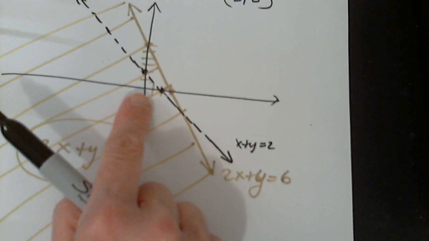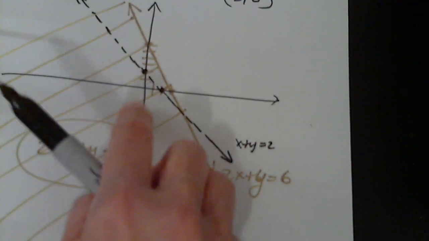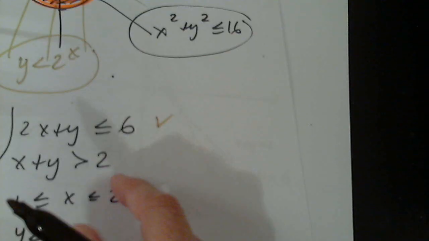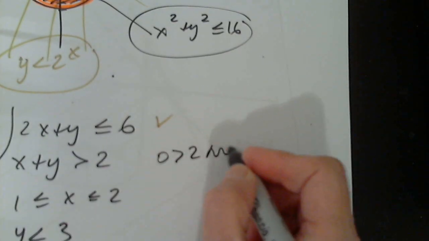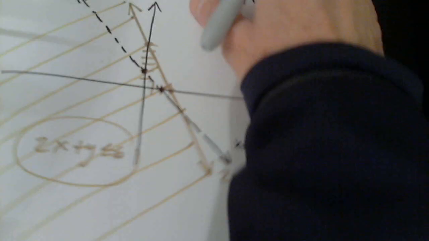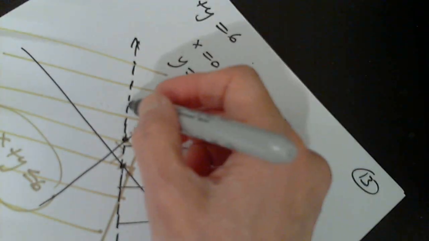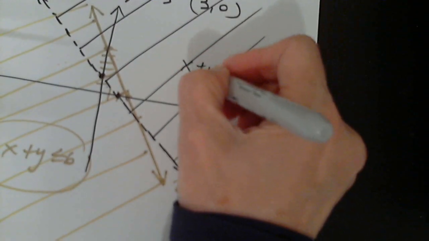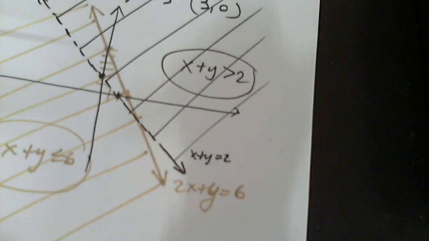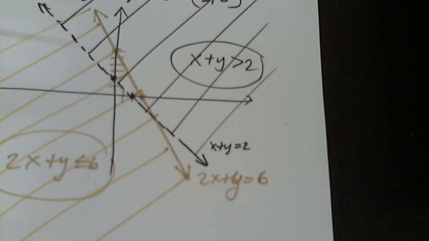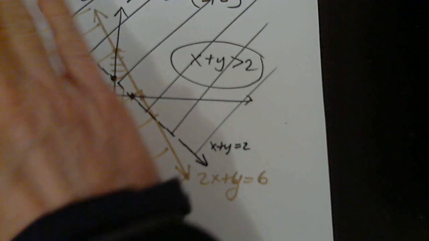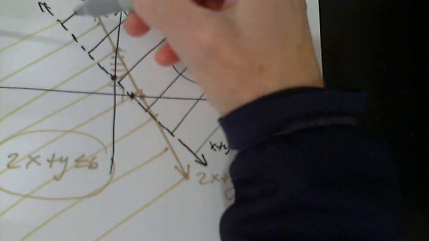It does not pass through the origin. I'm going to check the region with the origin because it's the easiest. Is 0, 0 greater than 2? No, 0 is not greater than 2, so I have to choose the opposite. So this is x plus y greater than 2. At this point, I must intersect the first two inequalities. The intersection is here.